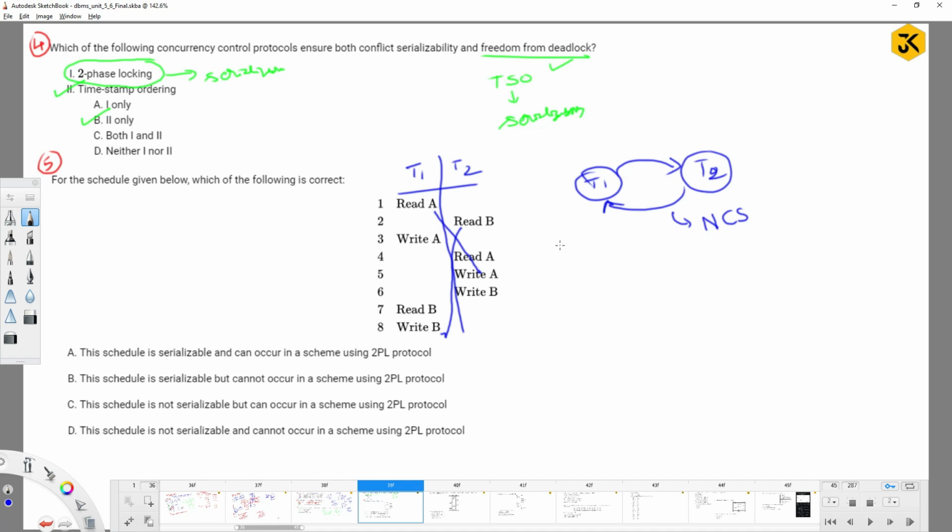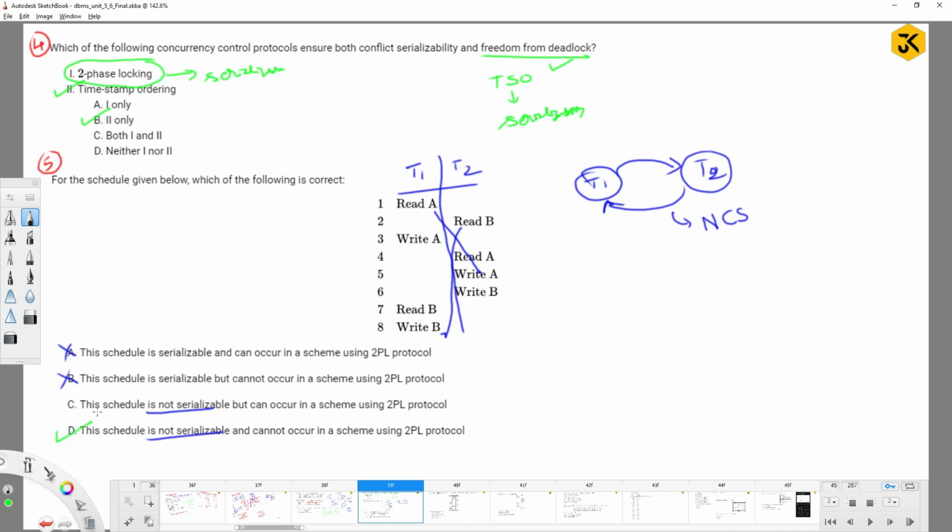Meaning that as it is not conflict serializable, I can say that it is not serializable. If it does not satisfy at least one, I can say it is not serializable. So options A and B are eliminated. Not serializable, not serializable. Among these two, which one is the correct one? Again, applying the concepts we discussed, option D is the correct one.